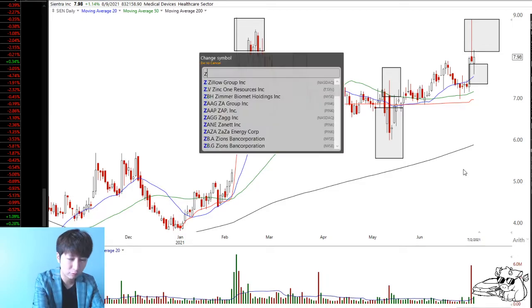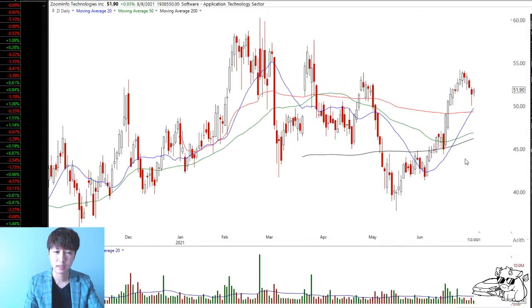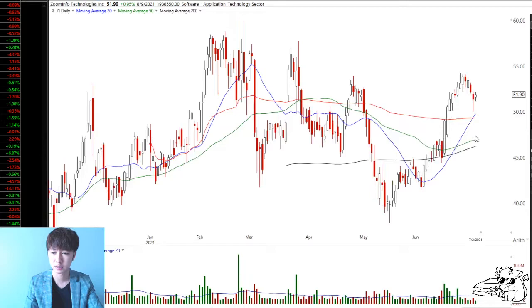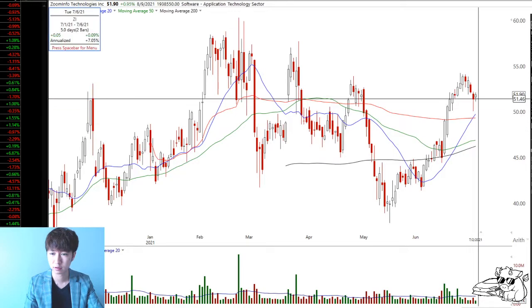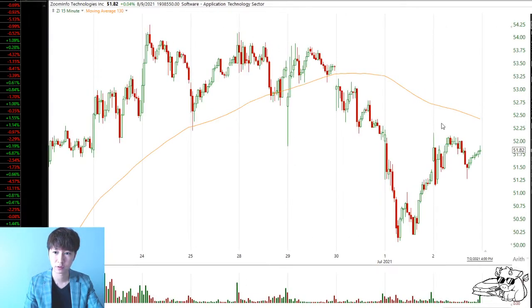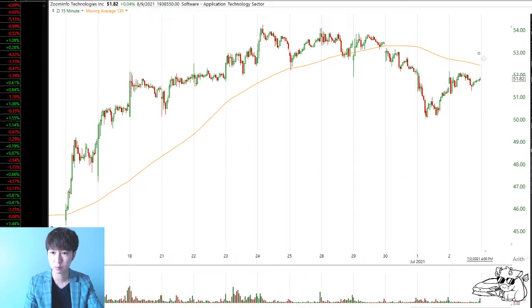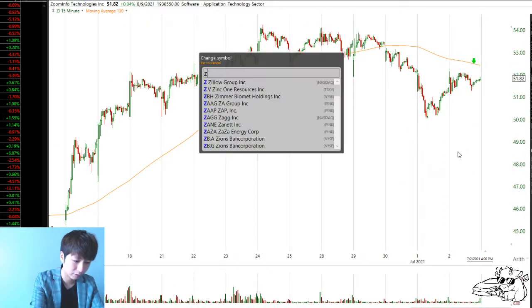And the next one we have ZI. We're gonna speed the video up. ZI, ZoomInfo, obviously a pretty good pullback actually to the 20-day moving average. If we look at it on the 15-minute chart, below the 5-day moving average, I'm not gonna trade this one. Not a big fan.